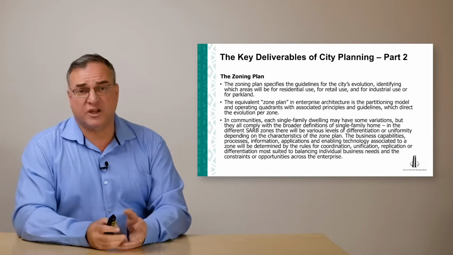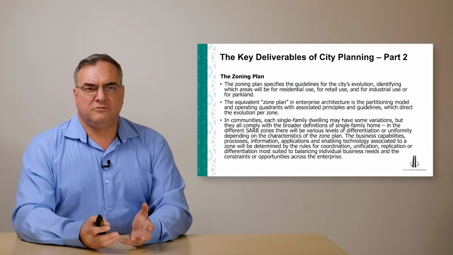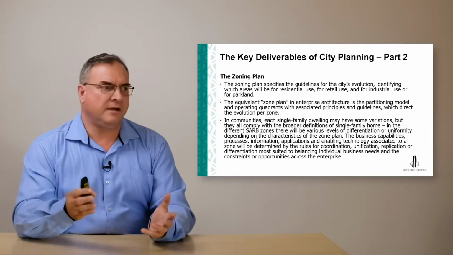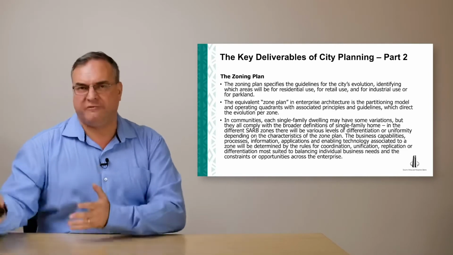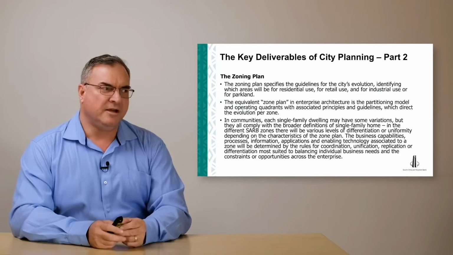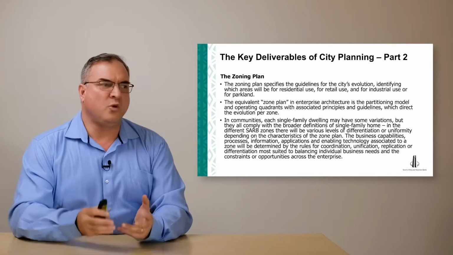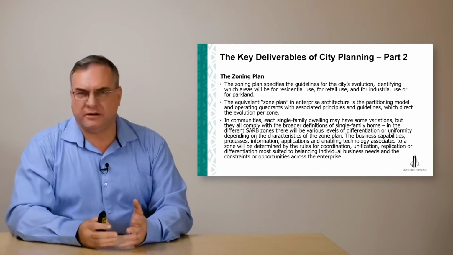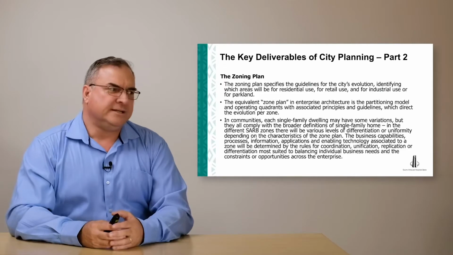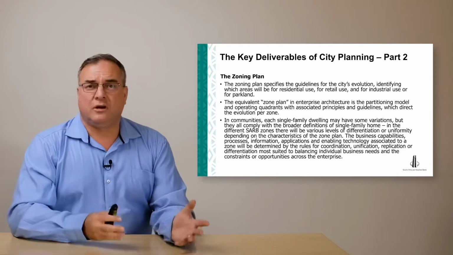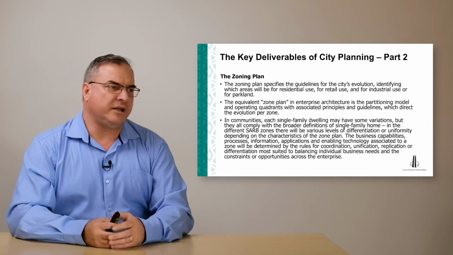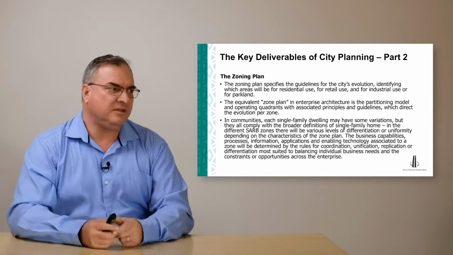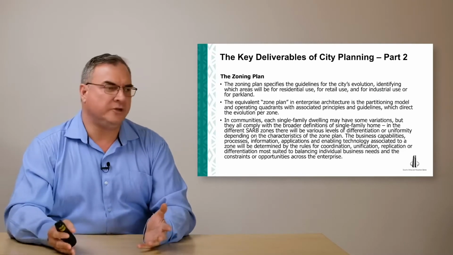the evolution per zone. So as an example, in communities, a single family dwelling may have some variation. Not every house or home looks exactly the same, but they would comply to broader definitions for a single family home. One wouldn't see a 10-story building and refer to it as a single family home. So similarly, the SARB zones for enterprise architecture would cater for various levels of differentiation or uniformity depending on the characteristics of the specific zone.